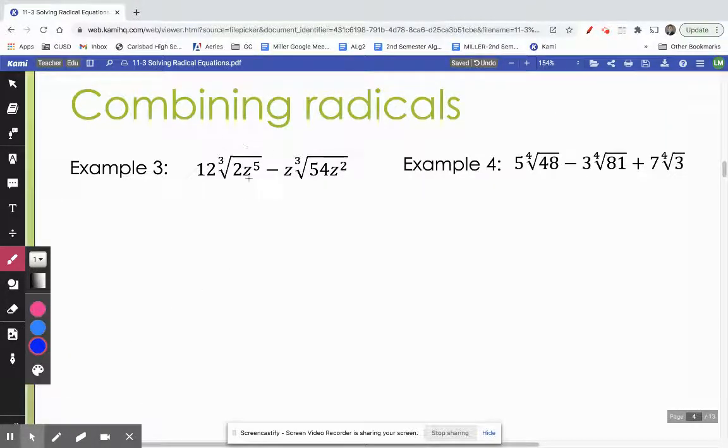This first one, we're looking for the same currency, right? We have the cube root of 2z to the 5th and the cube root of 54z squared. So we're going to have to simplify these to see if we can get the same thing inside these radicals.